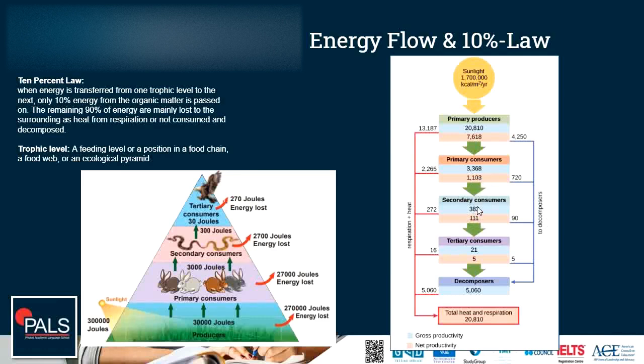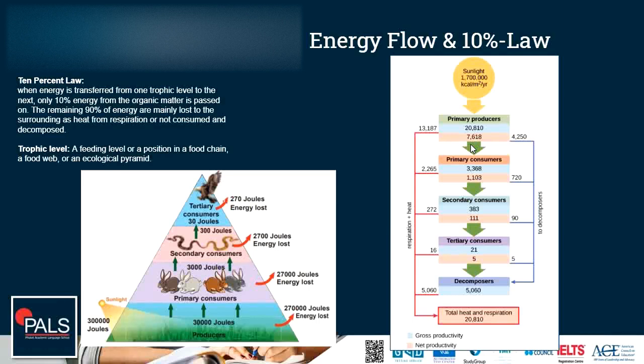It's more like 12% are passed on to the secondary consumers. And then only 21 are passed on, which is now less than 10%, to the tertiary consumers. So this shows that the 10% rule is not exactly 10% every time. And it shows as well that usually at the base of our food chain or pyramid, it's more than 10% that's passed on from the producers to the primary consumers. And the further we go up the food pyramid or down the food chain, it gets even less than 10%.